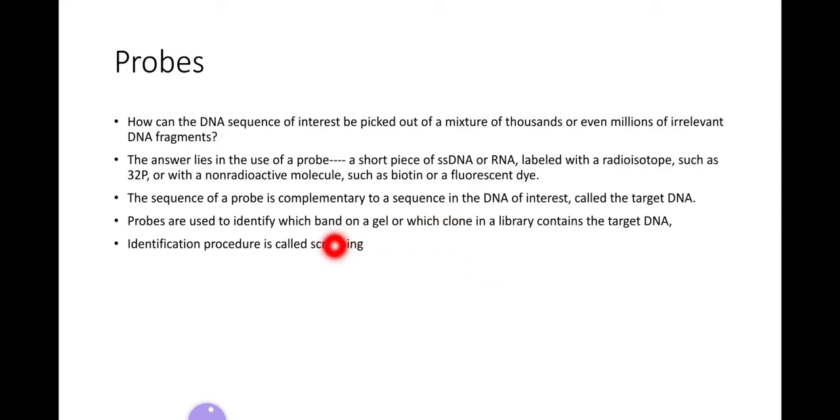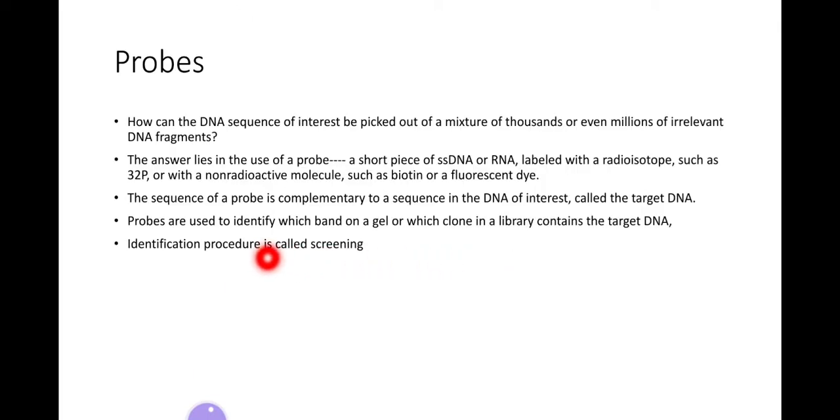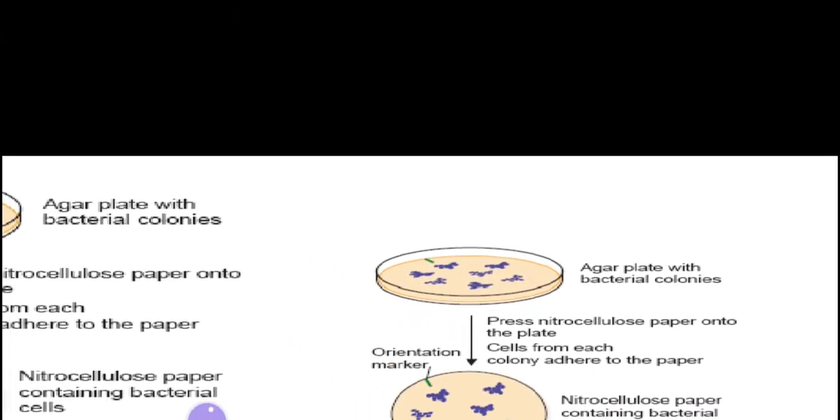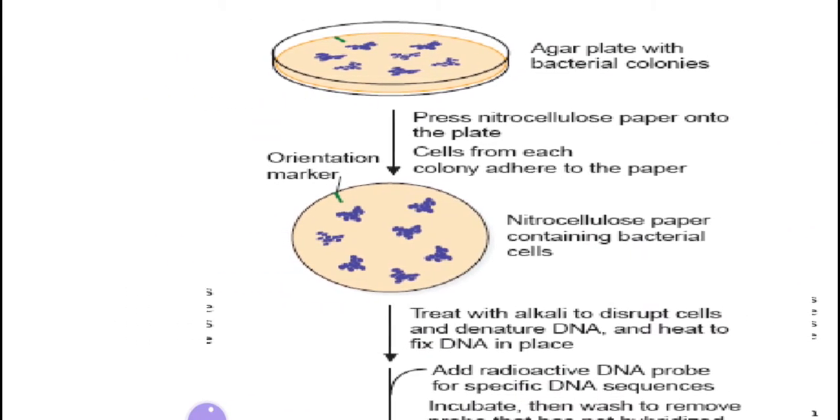So these probes are used to identify which band on a gel or which clone in a library contains the target DNA. Probes are used in this identification procedure, and this identification procedure is called screening. This is how we can identify our DNA of interest.